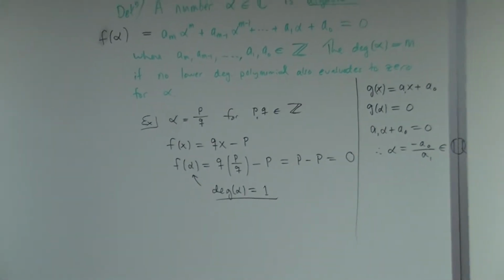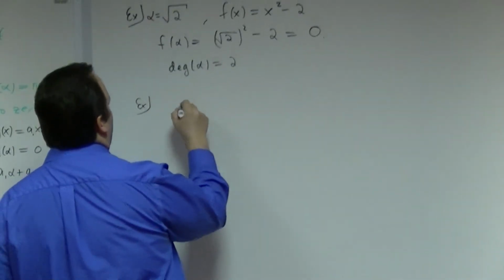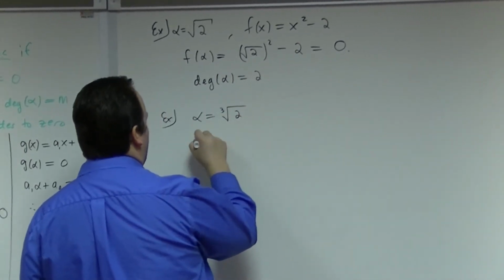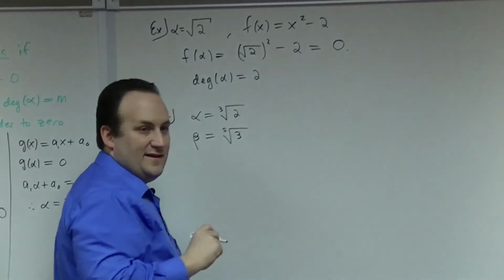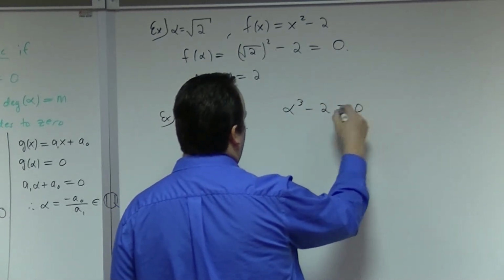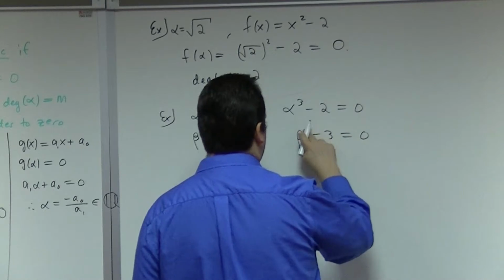Now, it gets more complicated. For example, you could look at, say, alpha equals the cube root of 2, and you could look at beta equals the 5th root of 3, right? And it's fairly obvious that you have alpha cubed minus 2 equals 0, right? And you have beta to the 5th minus 3 equals 0, right?